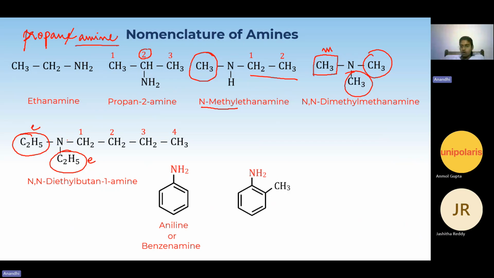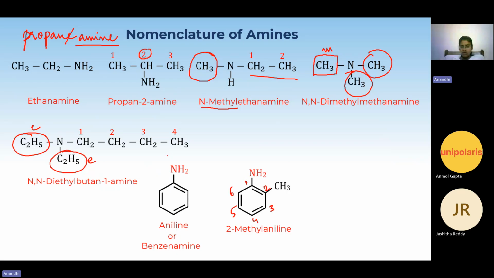But coming to IUPAC, if you have two substituents attached to your ring, then you have to start numbering. When you are numbering, you have to take the NH2 group as the first preference because NH2 is the functional group. So I have to start numbering from the NH2 containing carbon: 1, and here 2, 3, 4, 5, 6.